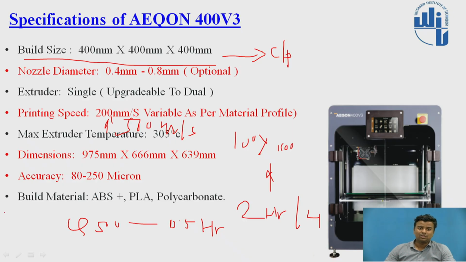The dimensions of the 3D printer are approximately 975 by 600 by 639, and the accuracy or resolution is 80 to 250 micron. The materials are thermoplastic urethane, acrylonitrile butadiene styrene, polylactic acid, and polycarbonate. These are some of the materials we can use. We can also use composite materials like ABS 12, or nylon 6, or nylon 12.